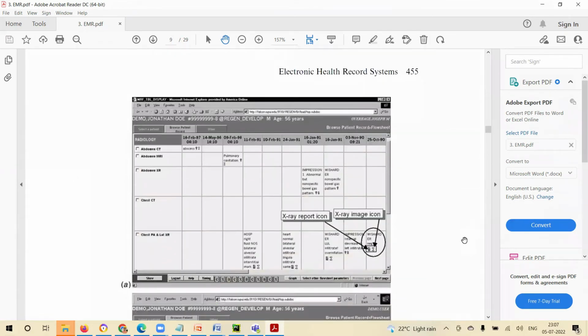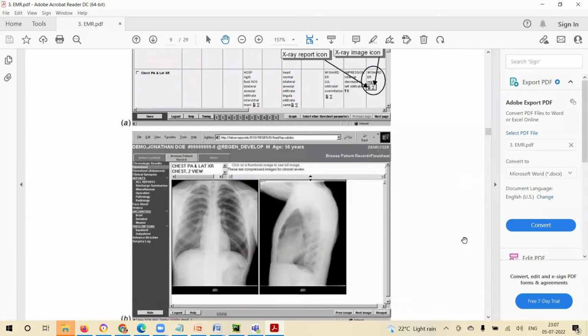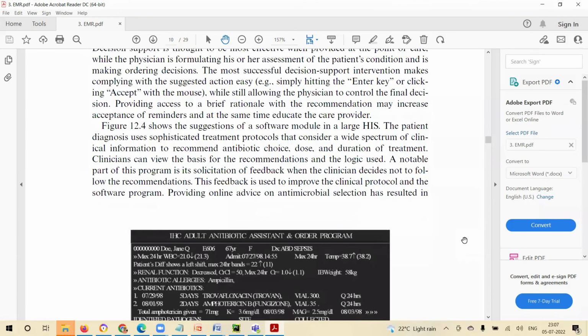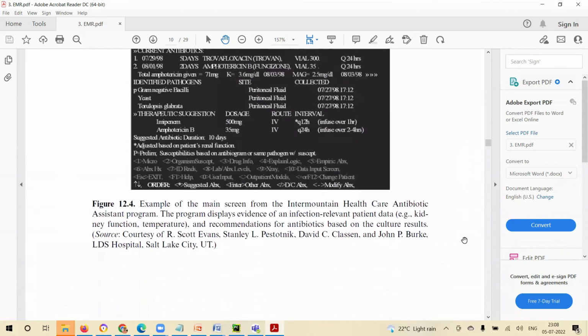Okay, and lab reports are attached here, with the date. You can click and you can get the reports as well. Then clinical decision support.